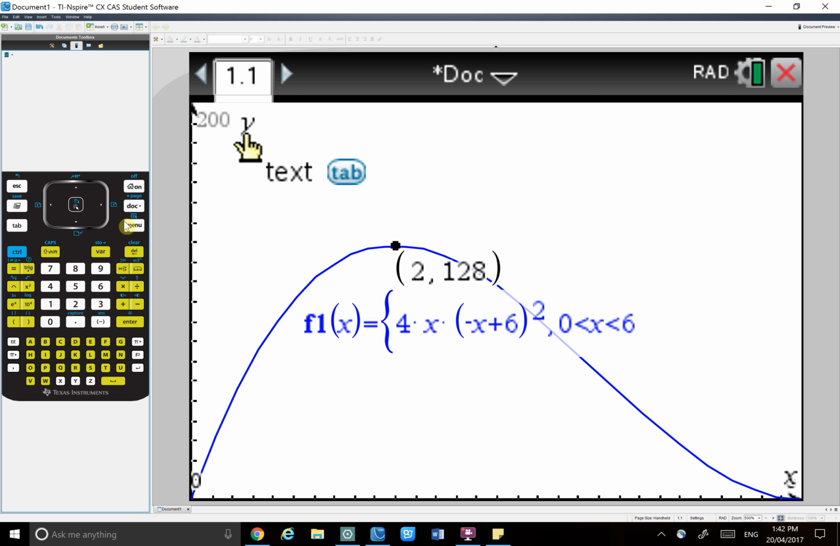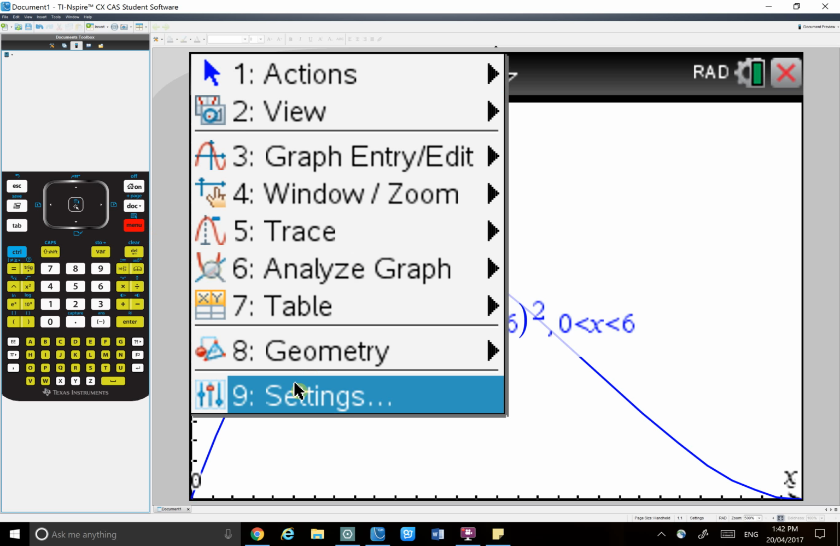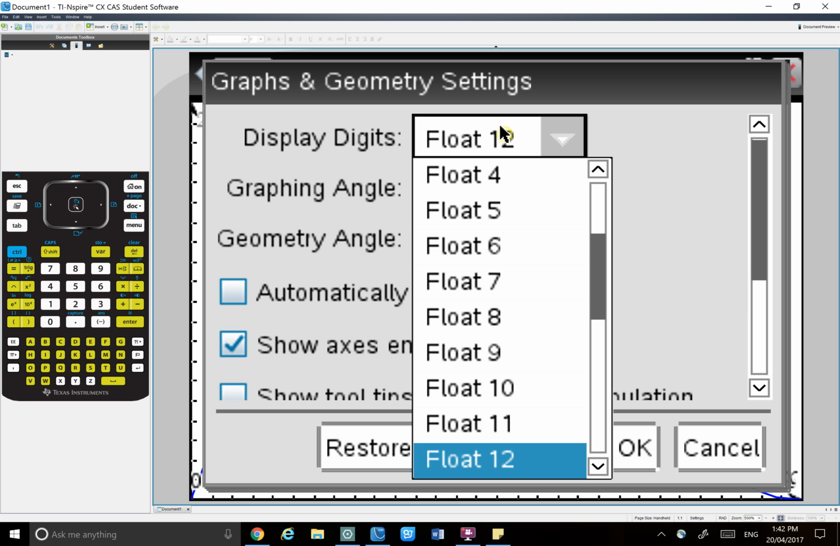Go to Menu and go to the setting. This setting is only for the graph page. Go to the setting and change the display digits to a larger number, at least 10. Like I put 12, you can put larger numbers. Then if it's a rounded number, that will give you 12 significant figures. It's not 12 decimals, it's 12 significant figures.